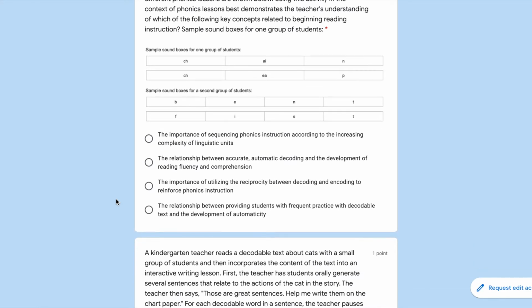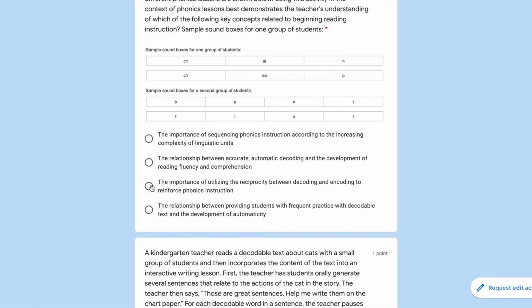Now, our options are letter A, the importance of sequencing phonics instruction according to the increasing complexity of linguistic units. B, the relationship between accurate automatic decoding and the development of reading fluency and comprehension. C, the importance of utilizing the reciprocity between decoding and encoding to reinforce phonics instruction. And D, the relationship between providing students with frequent practice with decodable texts and the development of automaticity. Again, have a look at this. Choose the answer that you feel is best.